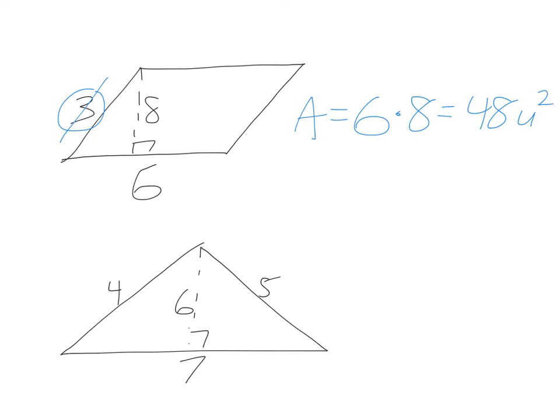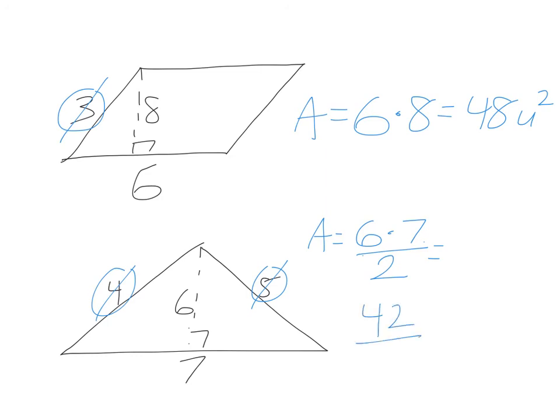Let's look at the triangle. Again, I gave you extra information because I only need the base and the height, which means the 4 and the 5, that's extra information. I didn't need that. But the area is going to be 6 times 7, height times base, or base times height, divided by 2. 6 times 7 is 42 divided by 2, and 42 divided by 2 is 21 units squared. Hope you got both those right.